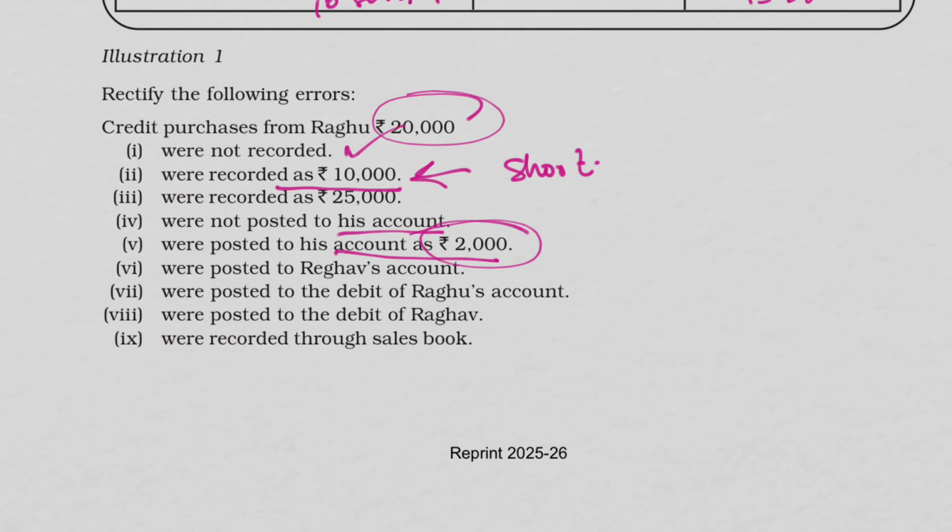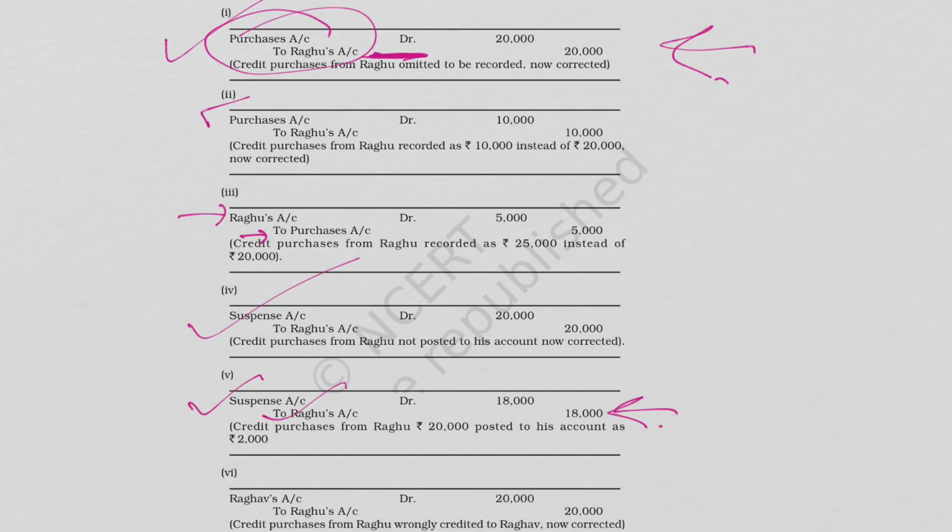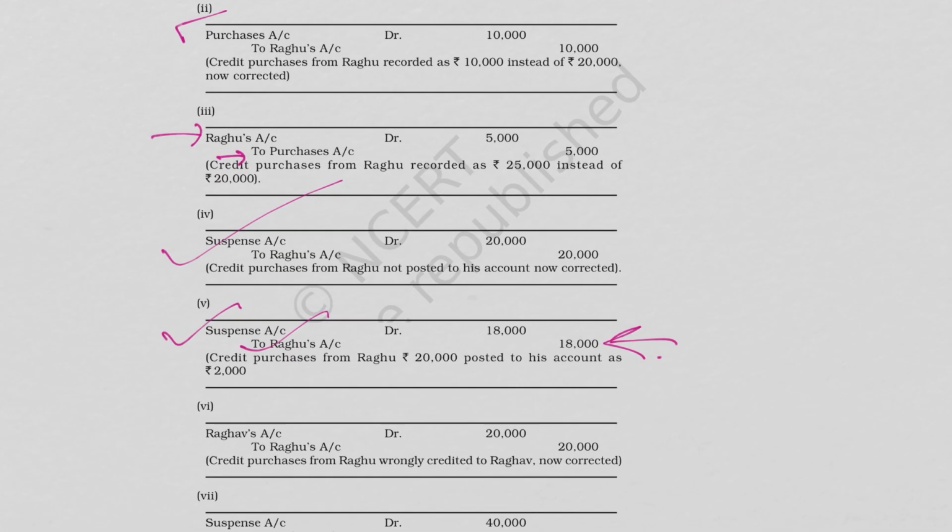Then we have it was posted to Raghav's account. So wrong account has been used. So Raghav's account will debit and to Raghu's account. This should have been the correct entry. This is the wrong entry. So to remove the excess credit, we'll debit Raghav's account.